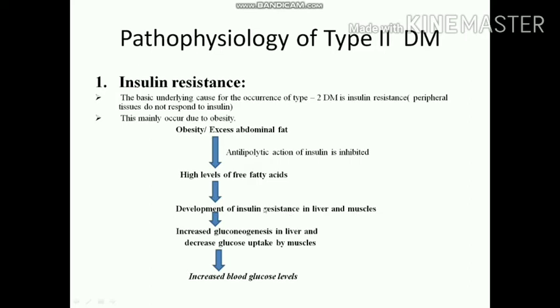A high level of free fatty acid develops insulin resistance in liver and muscles, and then it increases the gluconeogenesis in liver, and that decreases the glucose uptake by the muscle, and due to this there is an increase in blood glucose level. That means, due to the gluconeogenesis in liver, the muscle of the body does not take up the glucose from the blood vessels, and due to this the blood glucose level increases. Okay, it is number 1, insulin resistance.